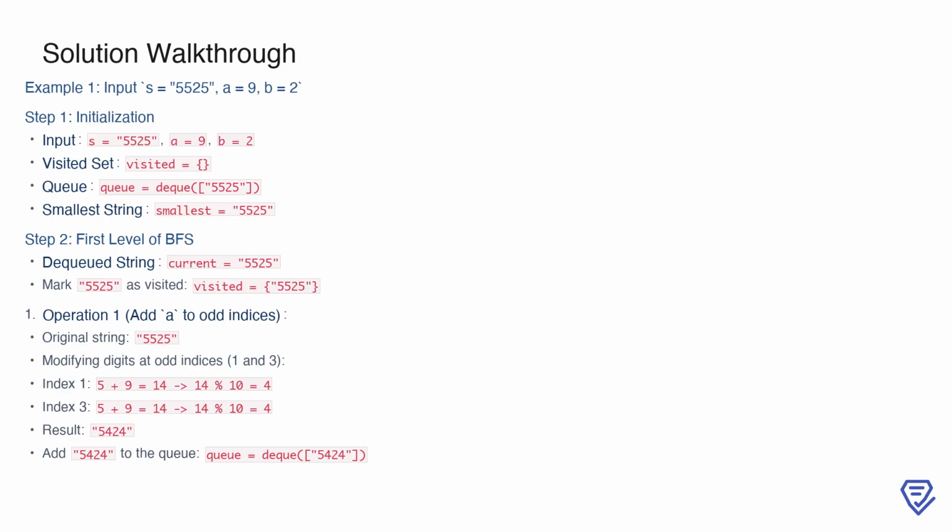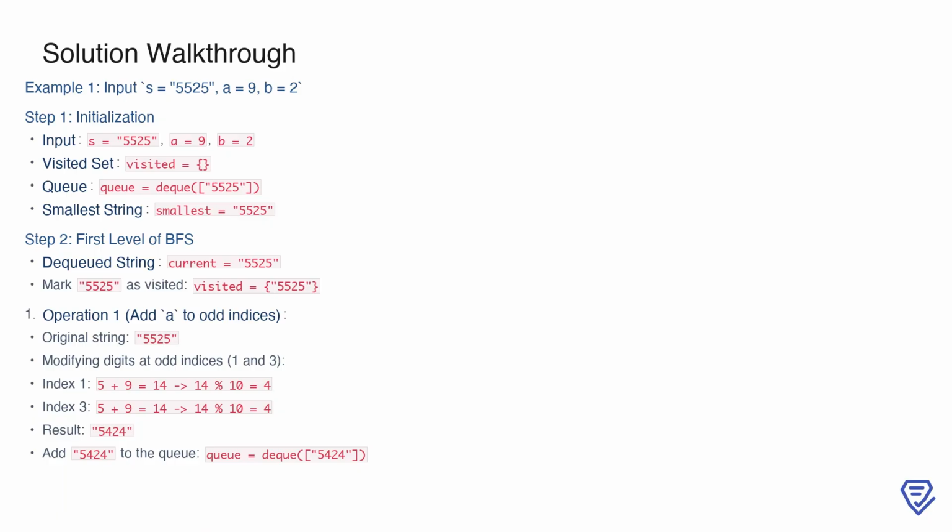To solve this problem, we use a breadth-first search (BFS) approach. Starting with the initial string s equals 5525, we initialize key components to track the process. The visited set ensures we don't revisit states, the queue helps us explore all possible transformations level by level, and smallest keeps track of the lexicographically smallest string encountered so far, which is initially set to 5525.